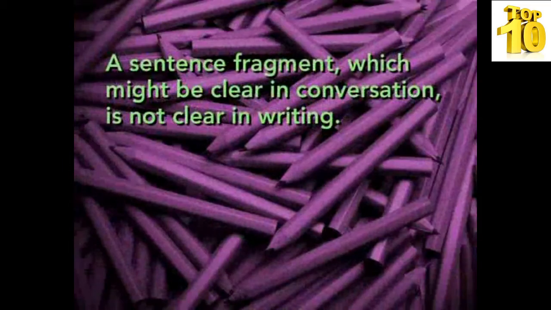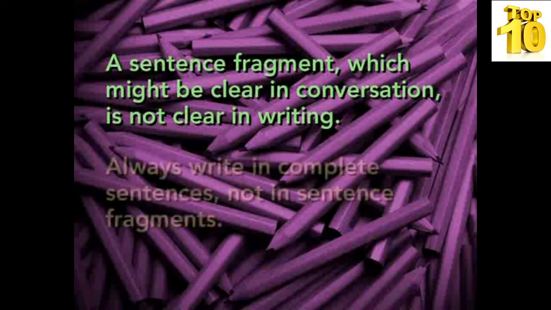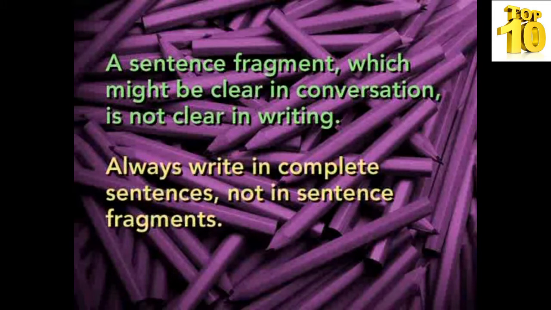Here's the reason. A sentence fragment, a group of words that doesn't express a complete thought by itself, may be clear in a conversation because people are talking back and forth, and this context gives meaning to the sentence fragment. In writing, however, there is no conversation to give a context and therefore to explain the meaning of the sentence fragment. So a sentence fragment which might be clear in conversation is not clear in writing. That's why when you're writing English, you want to write in complete sentences, not in sentence fragments.